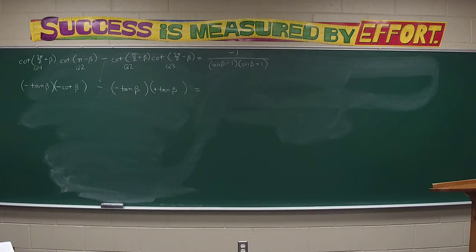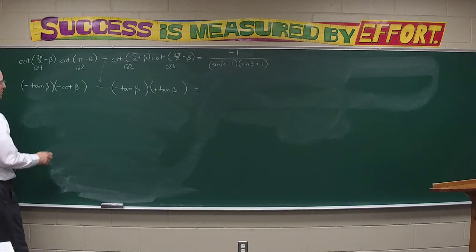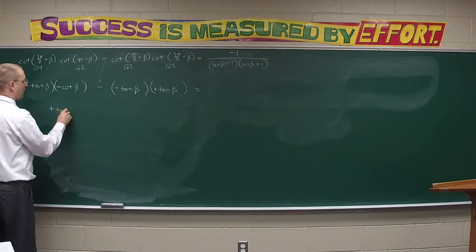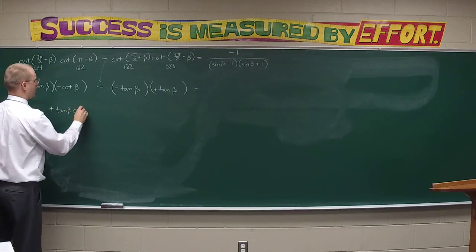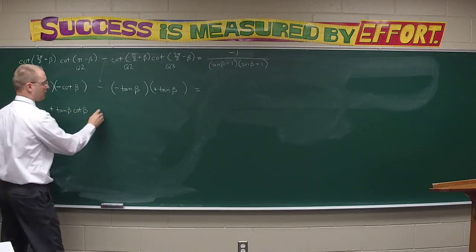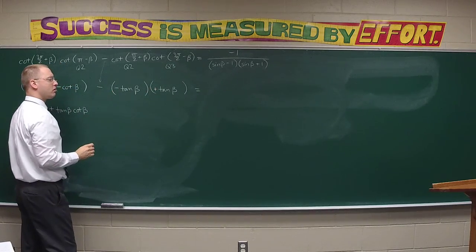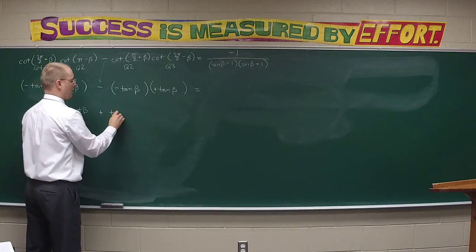Let's go to Chris. Then you're going to want to times the tangent by the cotangent. That's going to give you positive tangent beta, cotangent beta. And then minus, that's going to give you negative tangent, or positive tangent squared beta.